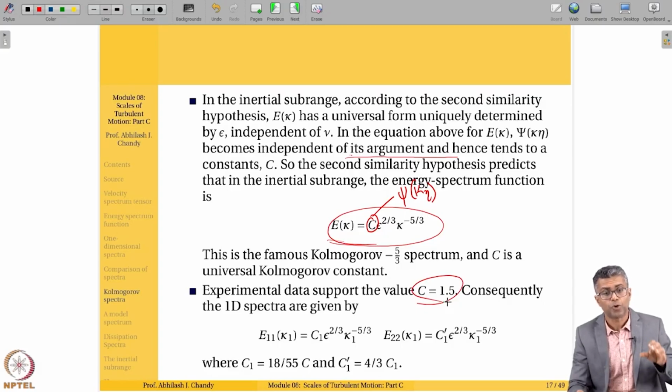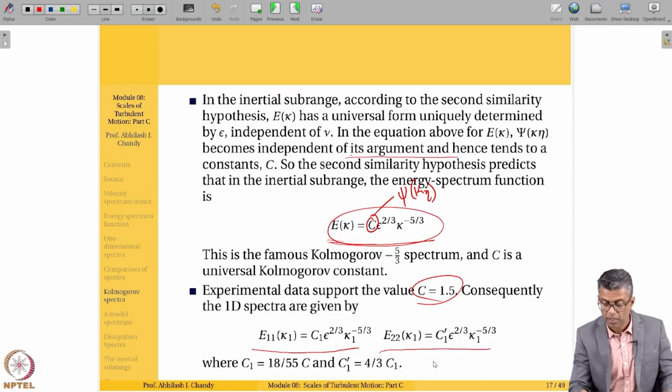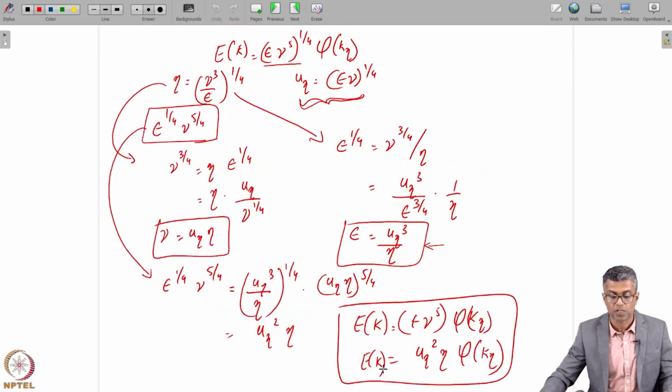In which case, you will have the 1D spectra, because remember we wrote E11 and E22 in terms of E of kappa. So once you know that your energy spectrum function E of kappa is fixed, we can derive equations for E11, which is what it looks like, and E22, where you have C1 as the constant and C1 prime as a constant. C1 is going to be 18 over 55 C and C1 dash is going to be 4/3 C1. Where did I get that from? I had derived this as well earlier.